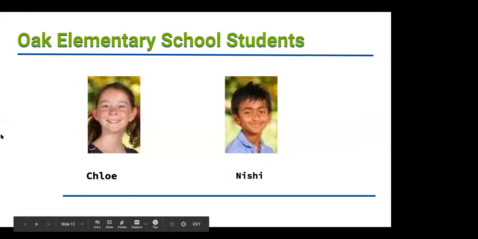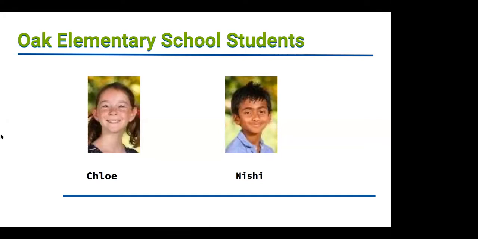Hello, my name is Chloe Outen. I am 12 years old and I am a sixth grader at Oak Elementary School. I have gone to Oak for 6 years, and in that time, I have learned, grown, and been prepared to enter the world as a young adult.